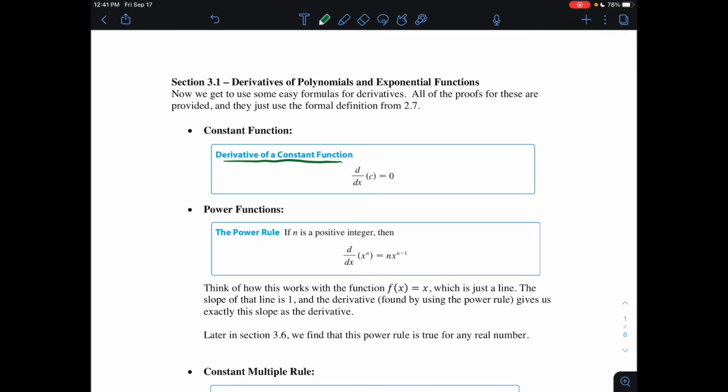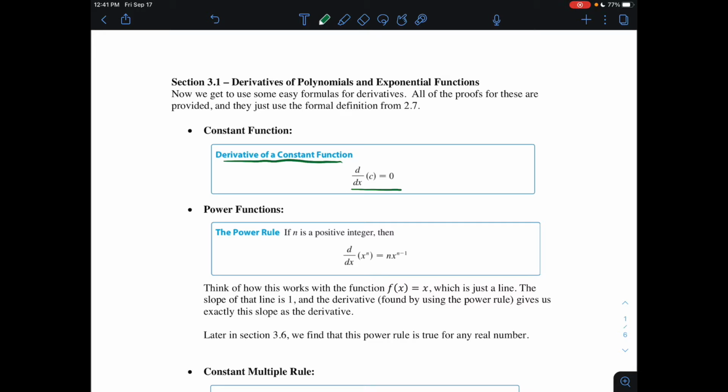A constant function has a graph that is just a horizontal line, and the slope of a horizontal line is 0. So therefore, the derivative with respect to x of a constant is equal to 0. And of course, this works with any independent variable. So the derivative with respect to t of a constant function is 0. Essentially, the derivative of a constant is 0.